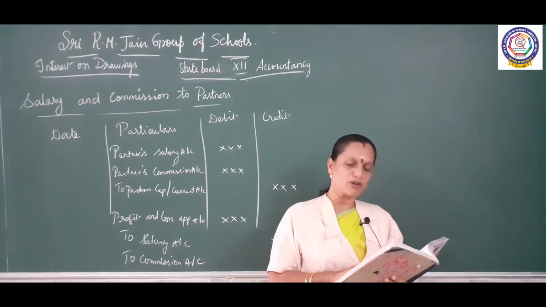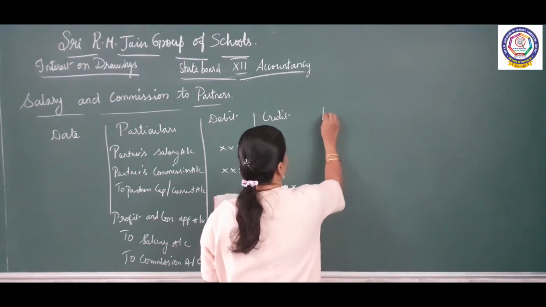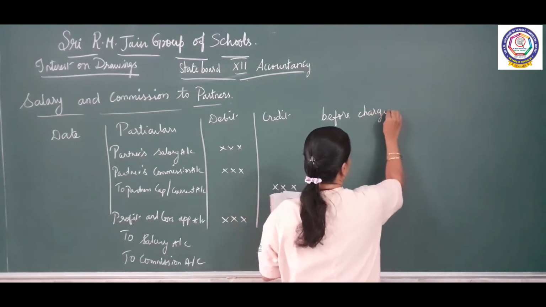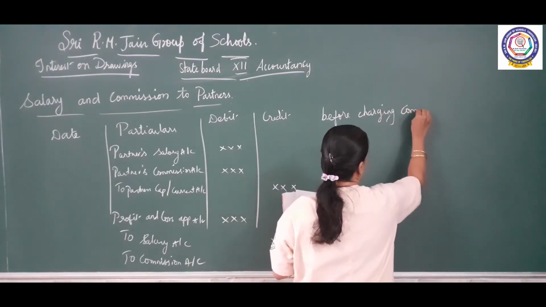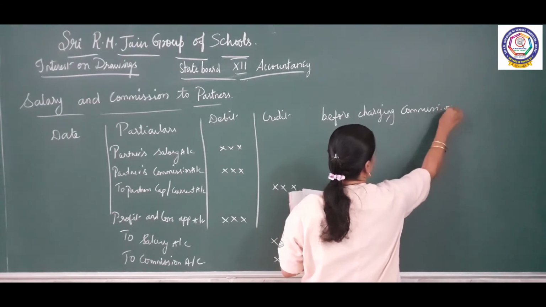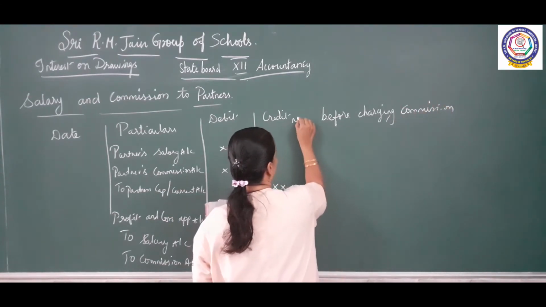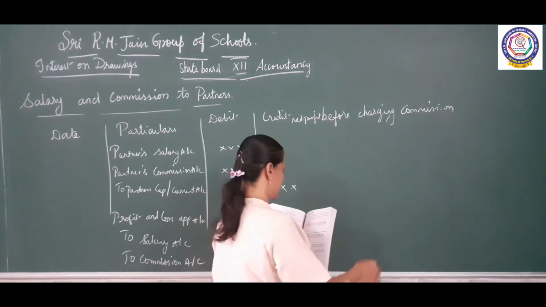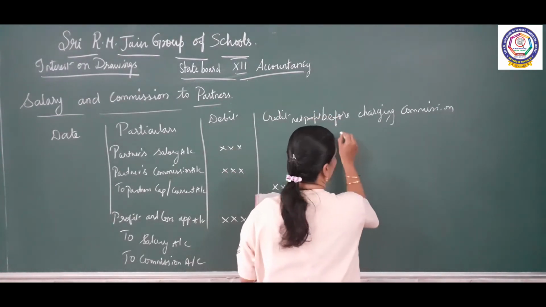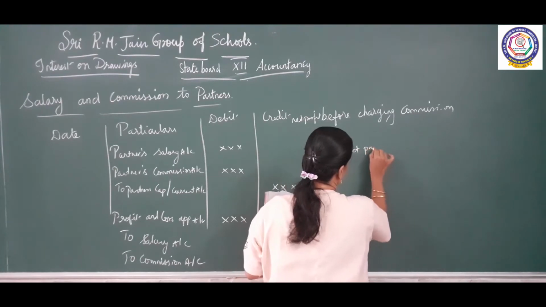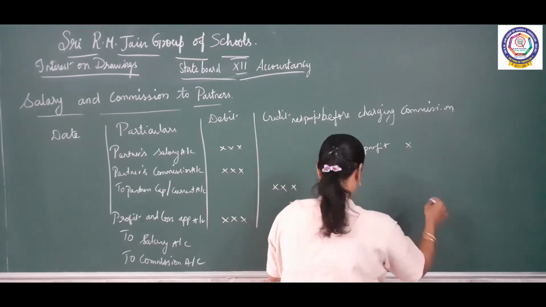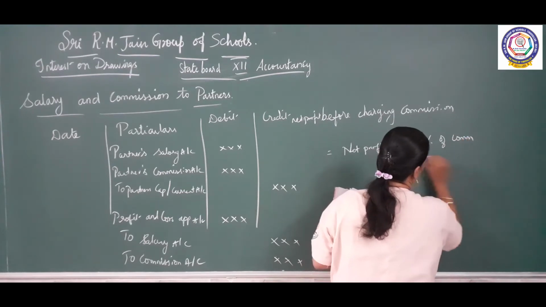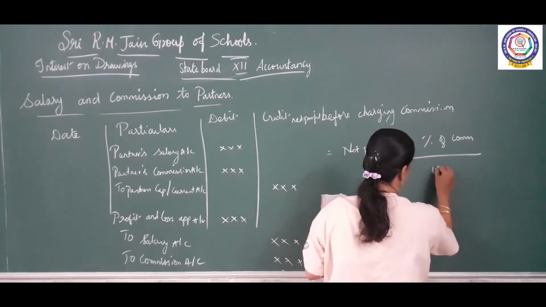So before charging commission, we have two formulas. Net profit, before charging commission, equals net profit into percentage of commission divided by 100.